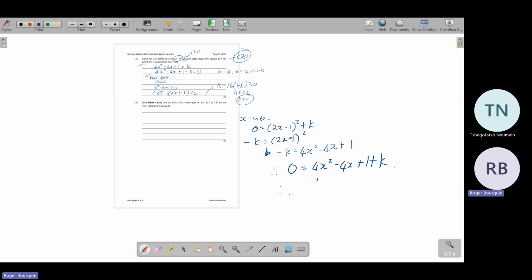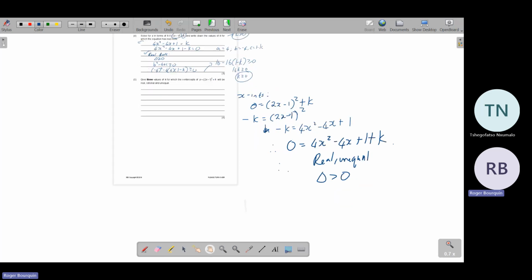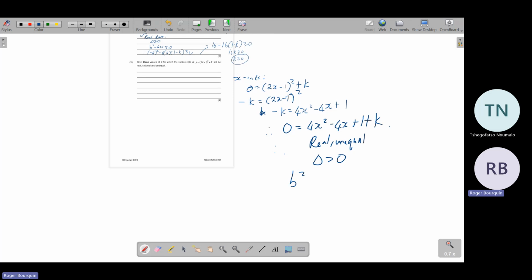Now, for real and unequal roots, never mind about the rational yet. Unequal means, is delta bigger than or equal to 0 or is delta just bigger than 0? It's bigger than 0. Because equal to 0 is when it has equal roots, right? If it just said real, it would be bigger than or equal to. Because it can touch the axis or it can be below, right? So here they're telling us delta has to be bigger than 0. So b squared minus 4ac has to be bigger than 0.